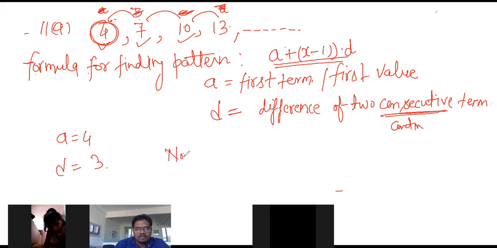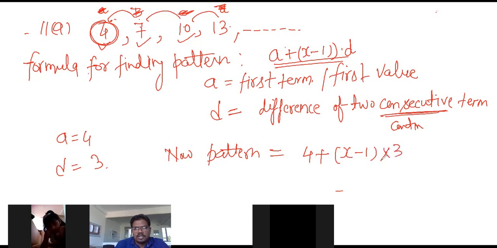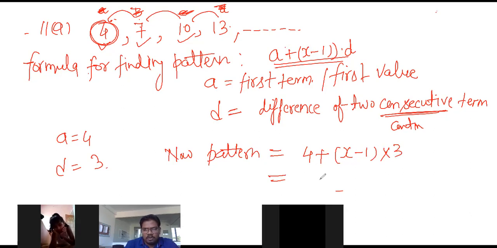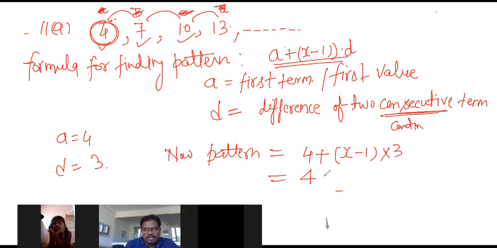So now the pattern will be a, meaning 4, plus x minus 1 into 3. Now you know how to solve this type of question. If you don't know, no problem. Look here, 4 will remain the same, and we have to multiply this number with both x and 1. Look at how to multiply these numbers.